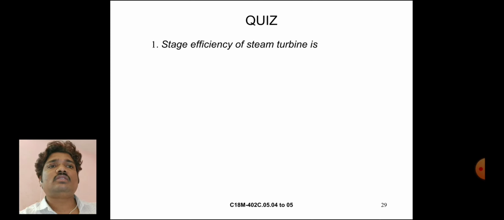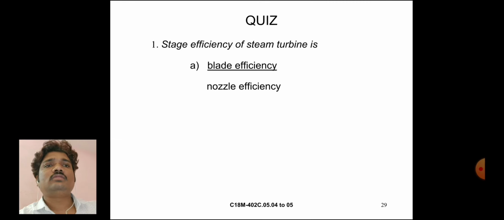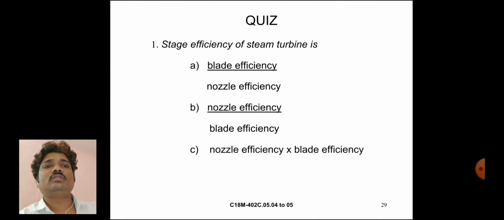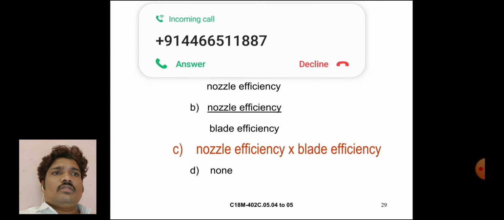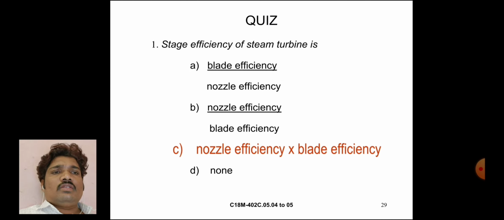Stage efficiency of a steam turbine is nozzle efficiency into blade efficiency. This is the stage efficiency of a steam turbine.